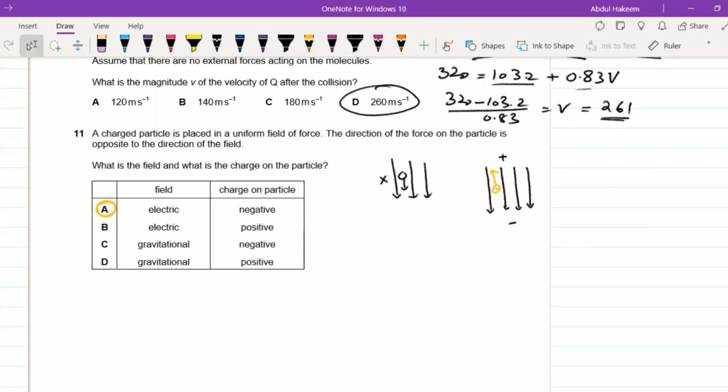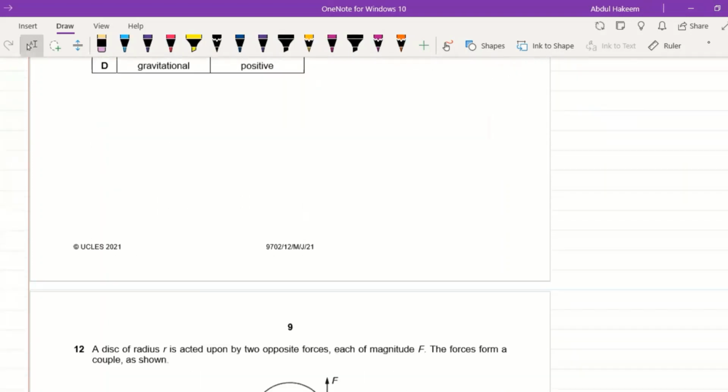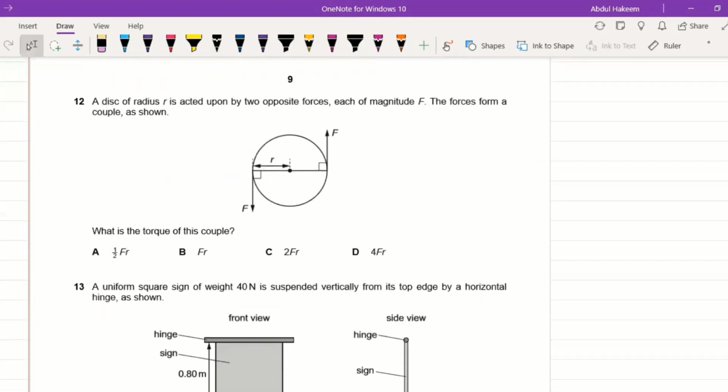And the next is a simple one. A disk of radius r is acted upon by two opposite forces, each of magnitude F. The forces form the couple as shown. What is the torque of the couple? Look, both forces are making the couple. Its turning effect, its torque, is Fr, and this is also r. So it's Fr, both are trying to turn in the same direction. So Fr plus Fr becomes 2Fr. So C is the option.